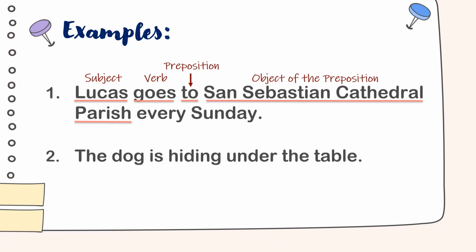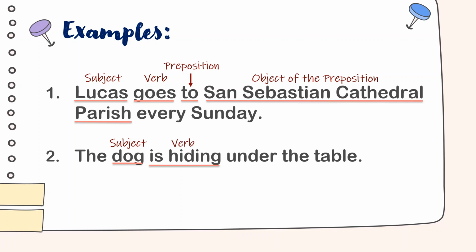Number 2. The dog is hiding under the table. Now, can you identify the subject and the verb in this sentence? Very good. The subject is the dog and the verb is hiding.